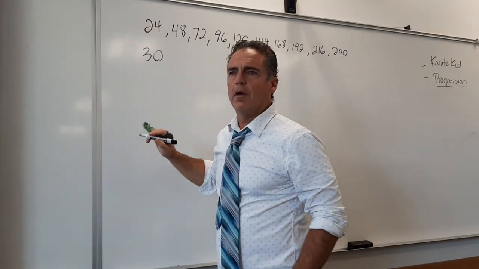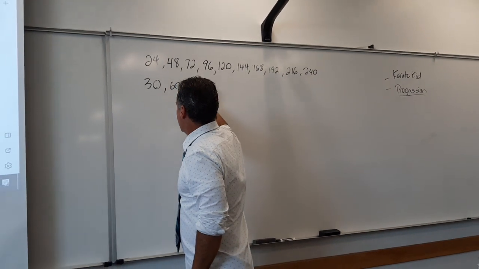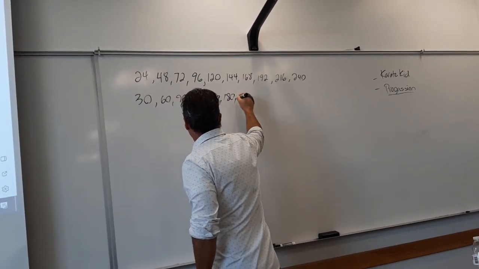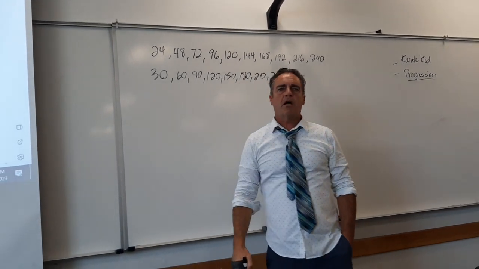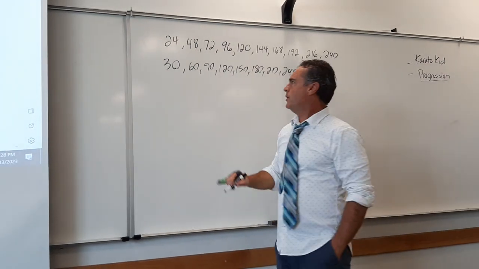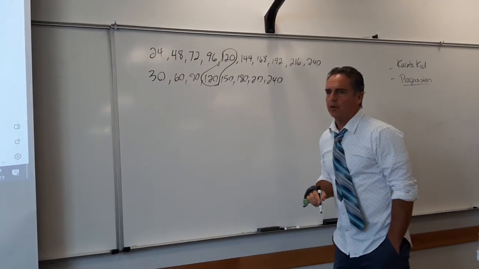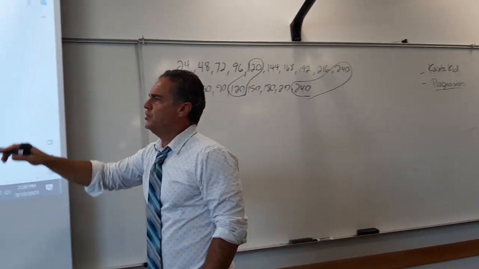Okay, how about 30s? This one's a little easier, right? 30, 60, 90, 120, 150, 180, 210, 240, we're done. Okay. What's their least common multiple? It's 120. Yeah, you can visually see that. That's the multiple method. Do they share another common multiple? 240. Okay, let's go back to 4 and 6.